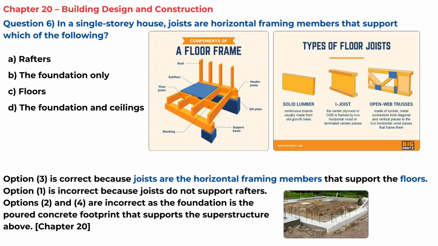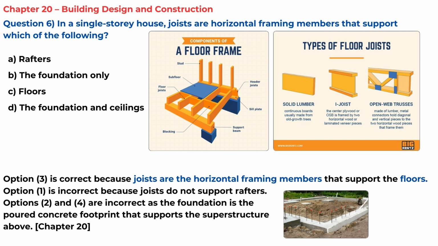Question 6. In a single-story house, joists are horizontal framing members that support which of the following? Option 3 is correct because joists are the horizontal framing members that support the floors. Option 1 is incorrect because joists do not support rafters. Options 2 and 4 are incorrect as the foundation is the poured concrete footprint that supports the superstructure above. Please pay attention to the images for further information.